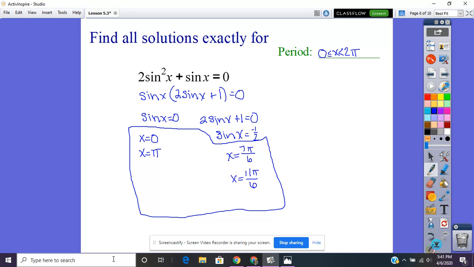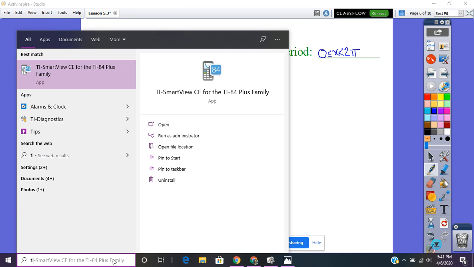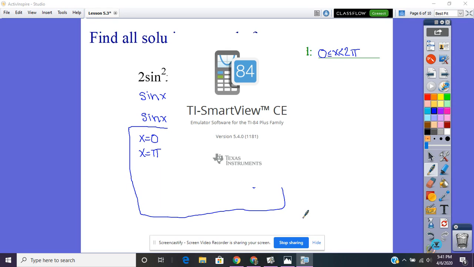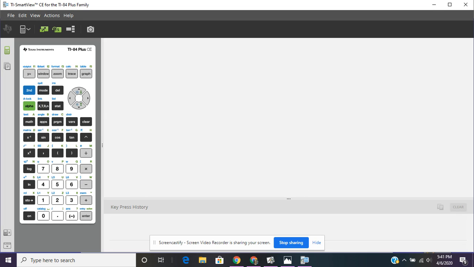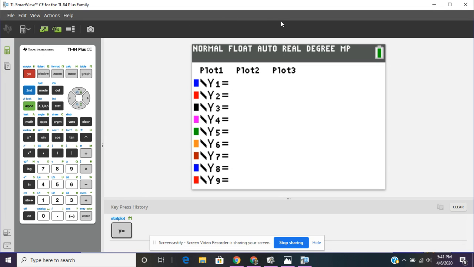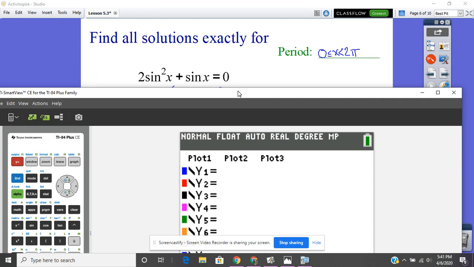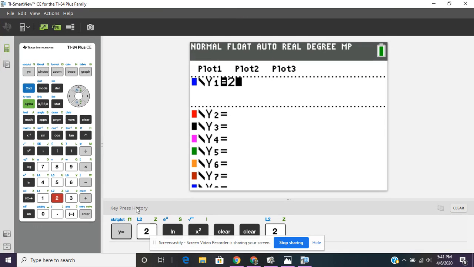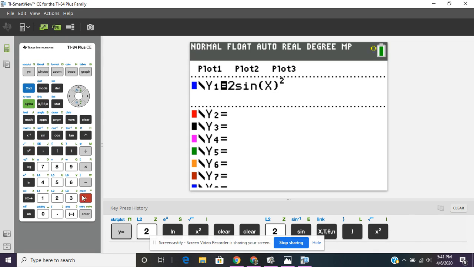Now the only other thing we might want to do is check for extraneous solutions. And this is very easily done, especially if you have a TI graphing calculator. So give me a minute for mine to set up here. What we would do is in our y equals, we would type in these two equations. So I'm going to have 2 sine squared of x. So sine of x, close parentheses, squared, plus, I believe it was just sine of x.